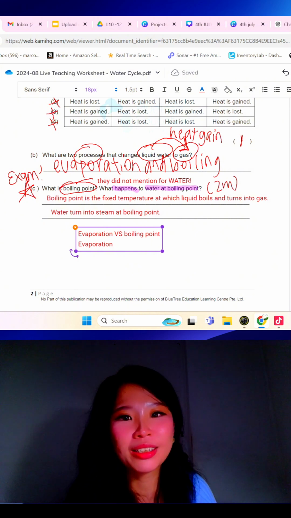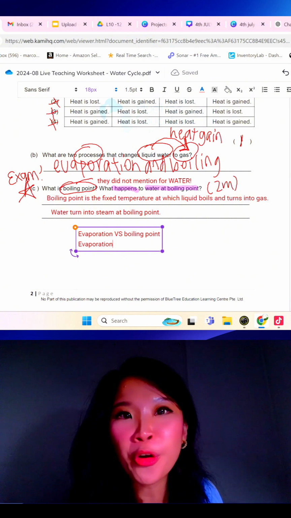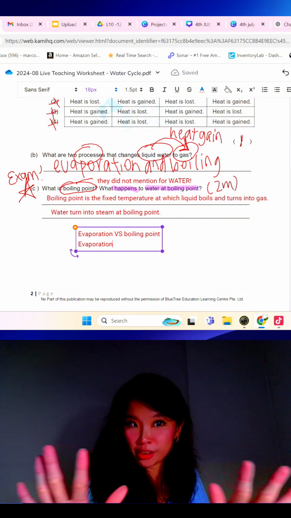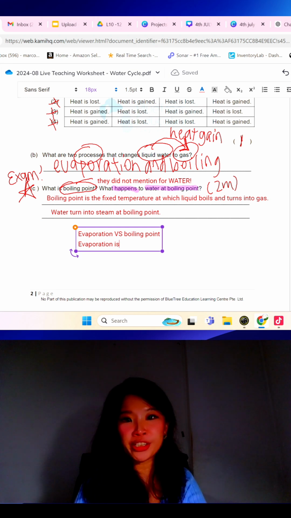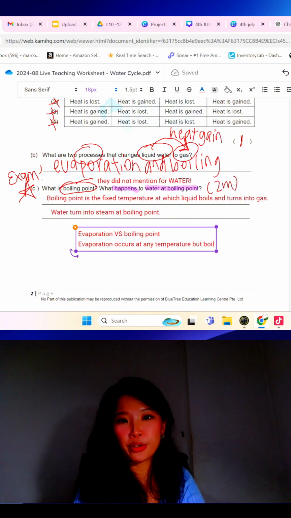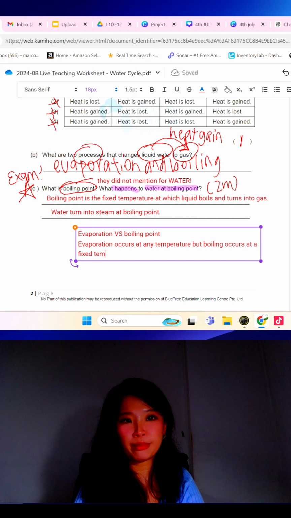But we are talking about evaporation and boiling point, not of water. So cannot put 100 degrees. Evaporation occurs at any temperature, but boiling occurs at a fixed temperature.